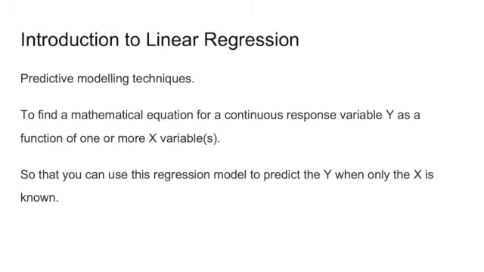Firstly, let's take a look at what linear regression is. Introduction to linear regression. Linear regression is a predictive modeling technique. It belongs to supervised learning. It is used to find a mathematical equation for a continuous response variable y as a function of one or more x variables. Y is what we call the dependent variable because the value of y is dependent on the x variables, and x is what we call the independent variable. So you can use this regression model to predict y when you know x.